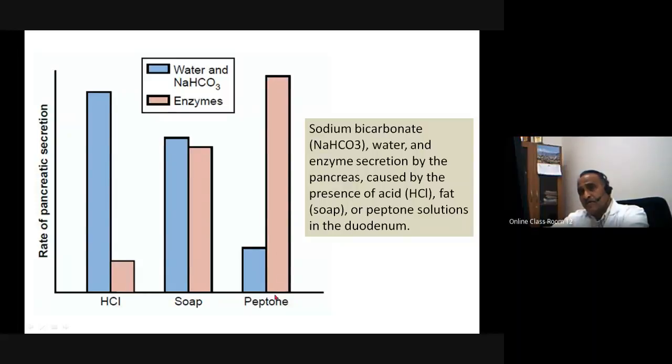So what do you see? The secretion of water and bicarbonate is less, but secretion of the enzyme is very high. So that means 3 parts. One is the HCl alone, increasing only bicarbonate and water. Then in the fatty meal, both of them are equally participating, the enzymes as well as the bicarbonate. In case of the peptides or peptones, it is mostly enzymes, not the bicarbonate and water.